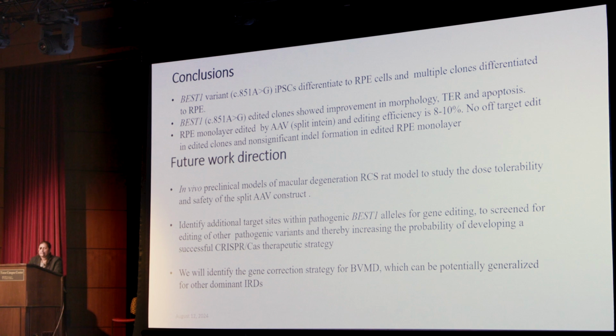So our conclusion is that this BEST1 variant induced apoptosis, and we were successfully able to differentiate multiple clones. We see that there is some improvement in the morphology and TER, and a decrease in apoptosis. Also, this split intein is able to edit the RPE, at around 10 to 12%. There is no off-target editing, and there is no significant indel formation in the edited RPE monolayer.